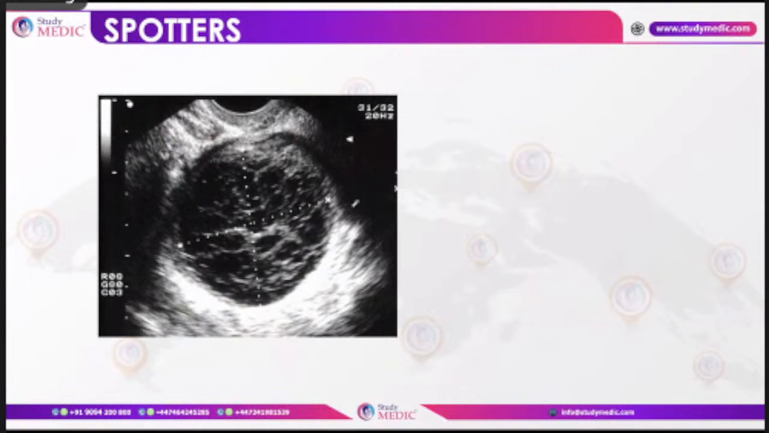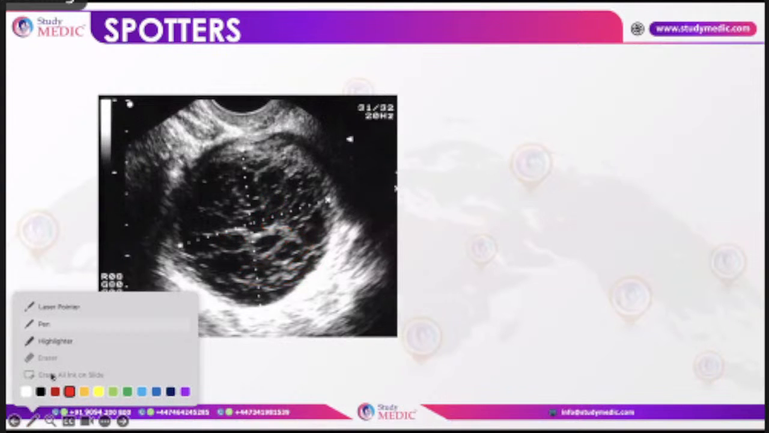Now, what is this very typical reticular lace pattern, where you are seeing a lot of reticular lace pattern? So what type of cyst is this, guys? This is again a very commonly asked question. So what type of cyst is this? I'm just waiting so that you all will be able to answer.